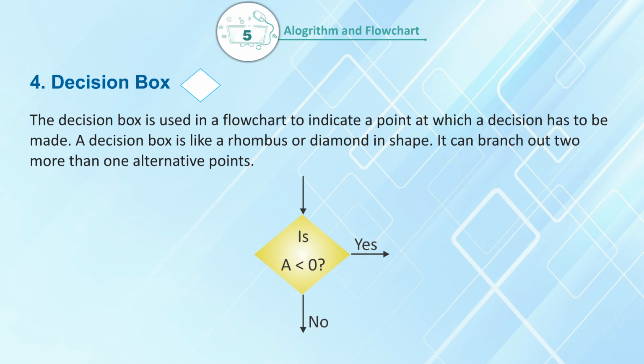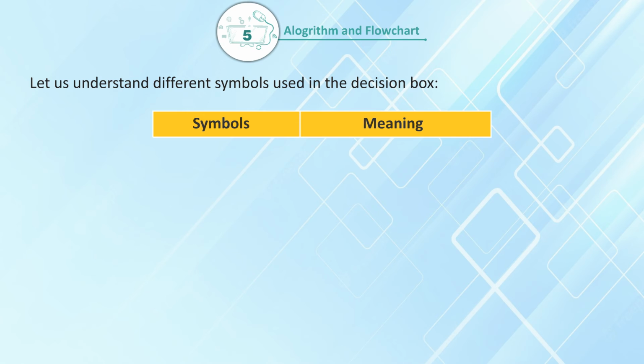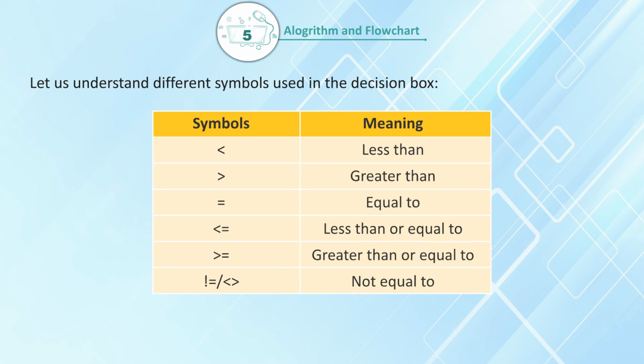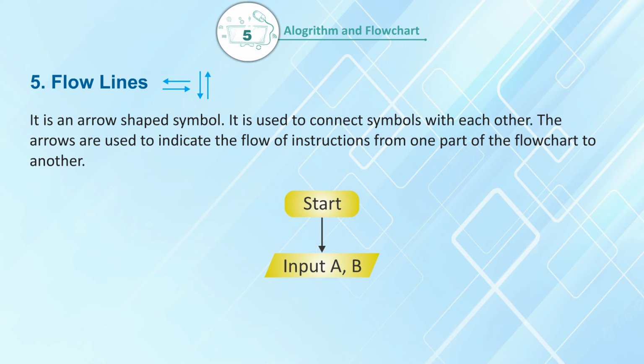Decision box. The decision box is used in a flowchart to indicate a point at which a decision has to be made. A decision box is like a rhombus or diamond in shape. It can branch out to more than one alternative points. Is A less than 0? Yes, no. Let us understand different symbols used in the decision box. Symbols meaning less than, greater than, equal to, less than or equal to, greater than or equal to, not equal to.